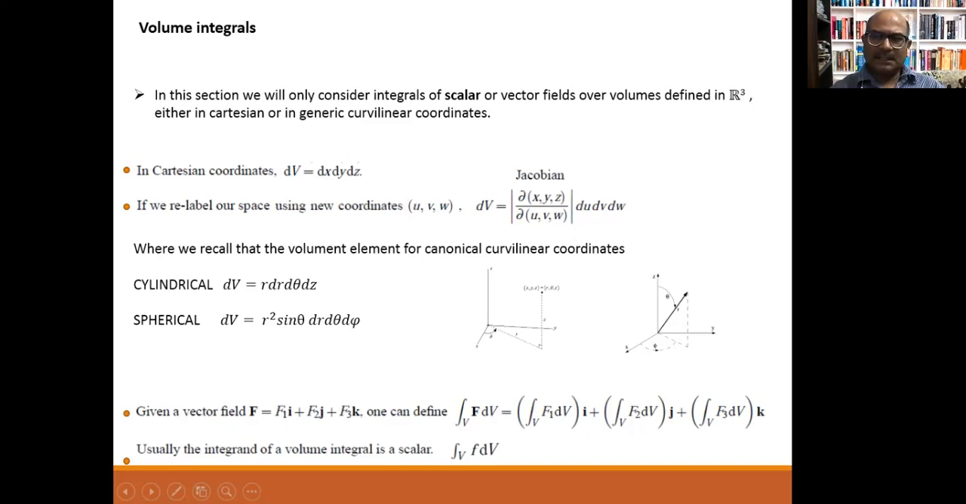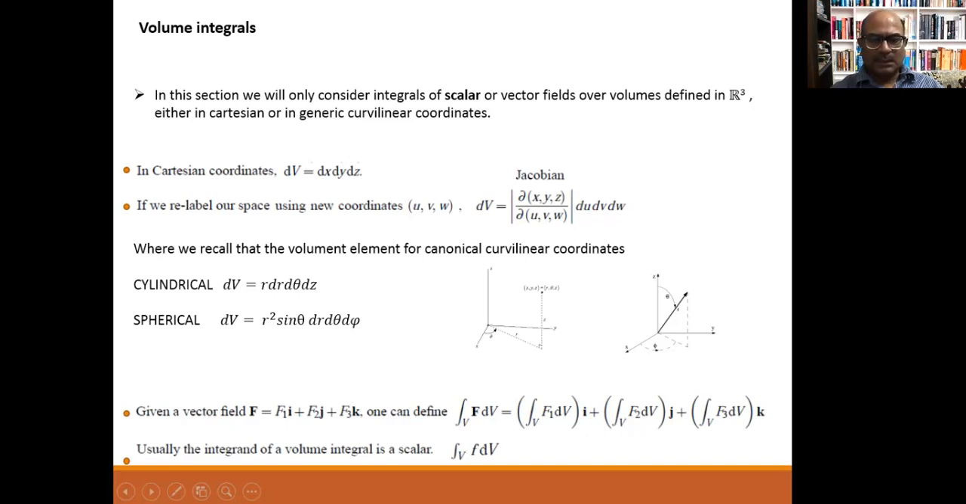And we have already done this in the scalar and vector part, where we defined all these coordinate systems. So if we devise a new coordinate system u, v, w, then dV, the small volume element in those coordinates, is given by the Jacobian of those parameters. Given a vector field F = F1 i cap + F2 j cap + F3 k cap, we can define the integral of F dV over that volume as the integral of F1 dV for i cap, F2 dV for j cap, and F3 dV for k cap.